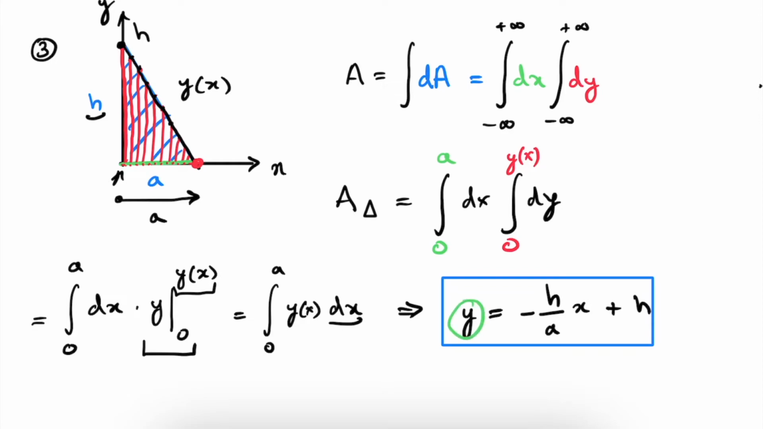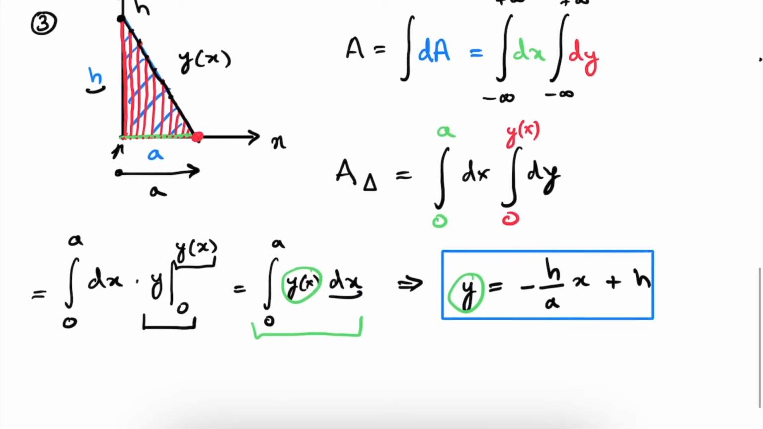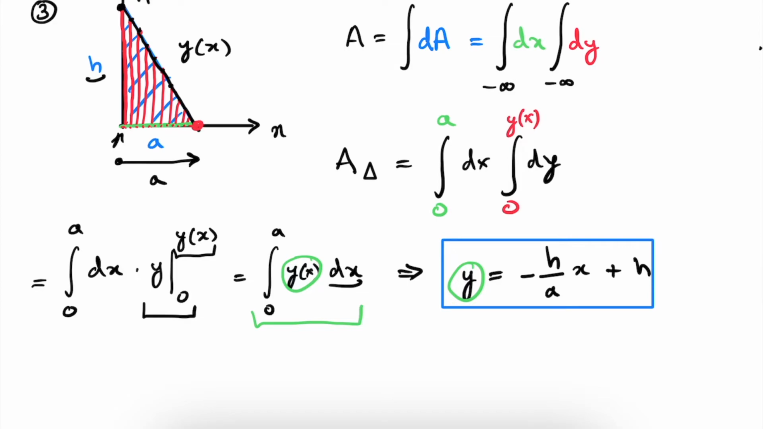This means that we now have y, which we can fill in our integral, which we can then integrate over x. And let's see what this becomes. So we get that the surface of our triangle is simply equal to the integral from 0 to a of minus h over a times x plus h dx. And this is now a very simple function that we can integrate.